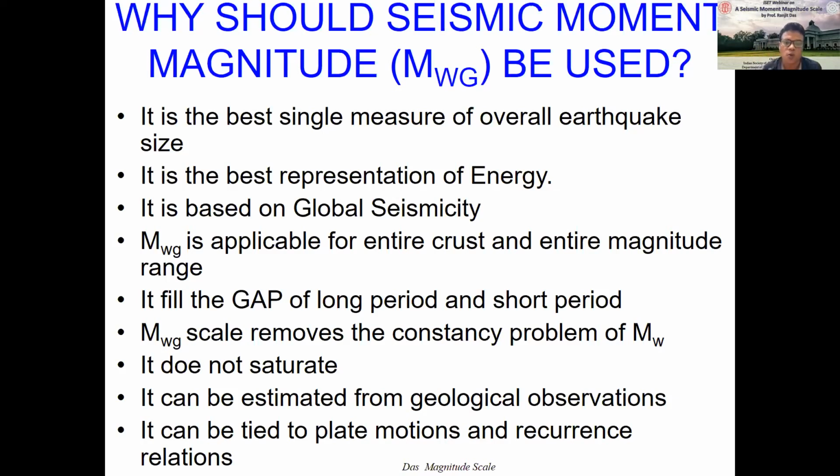Entire crust means it also covers the shallow and the deeper earthquakes. And entire magnitude range means all the small, intermediate, and bigger earthquakes. This scale is applicable, whereas MW is only applicable for shallow and the bigger earthquakes.